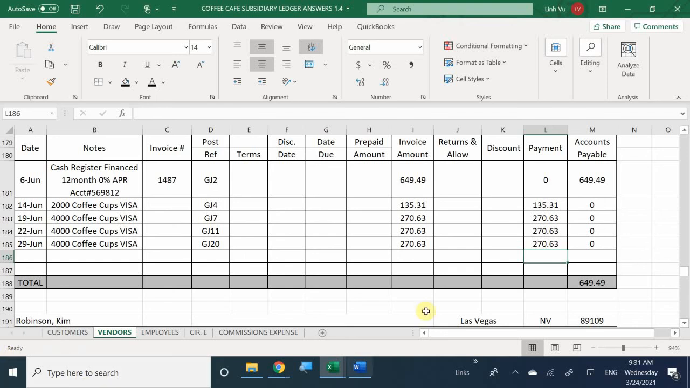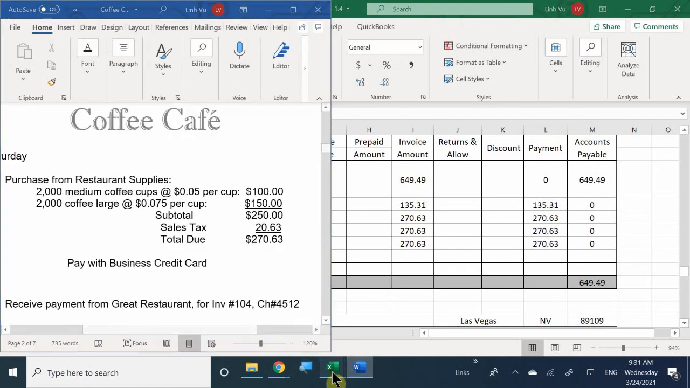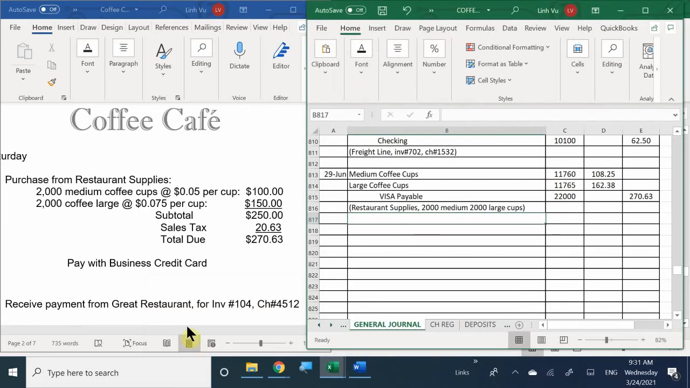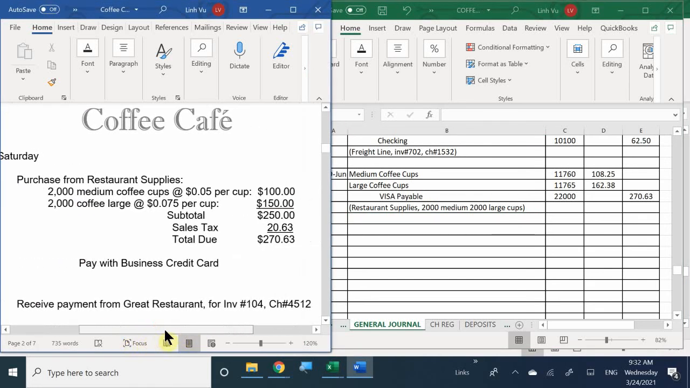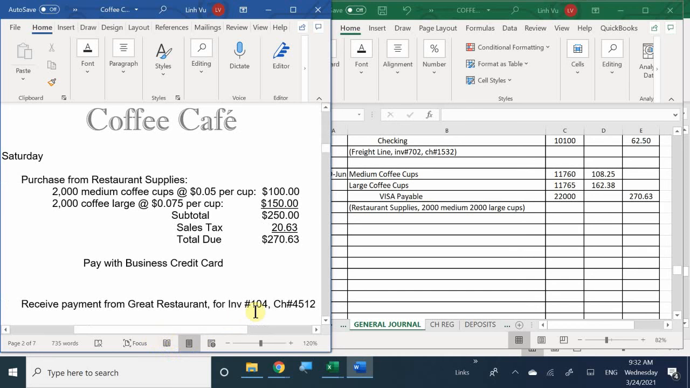Okay. All right, what's next? Payment from Great Restaurant. We received a payment from Great Restaurant for which invoice? 104. Check number 4512. Let's see. All right, so how do we know how much they gave us?